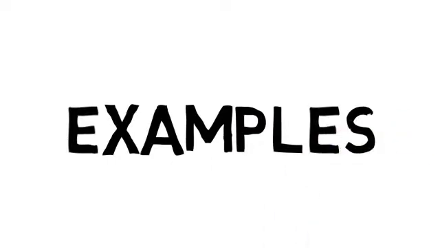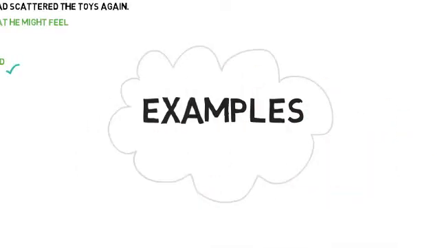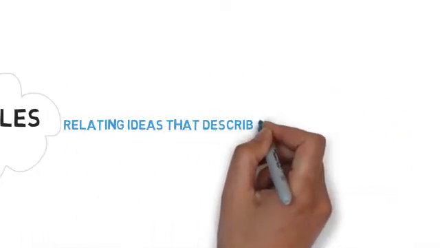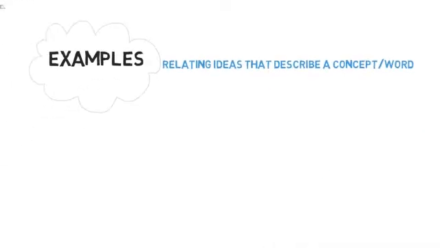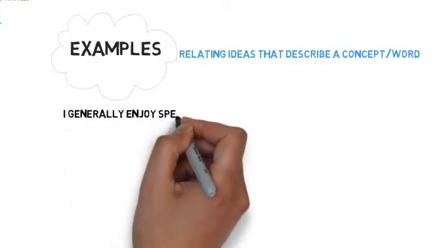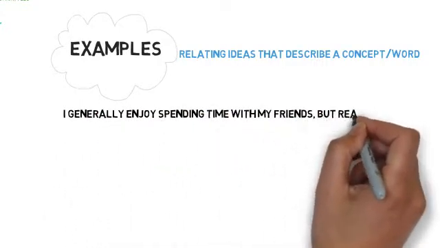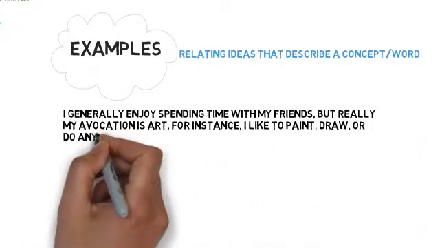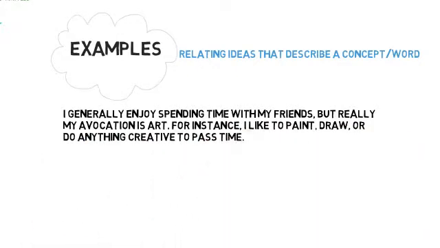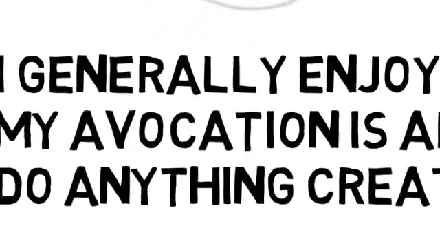Let's look at another example of a context clue that you can use within reading. Remember that examples are relating ideas that describe a concept or word. I generally enjoy spending time with my friends, but really my avocation is art. For instance, I like to paint, draw, or do anything creative to pass time. Notice that the unfamiliar word here is avocation.